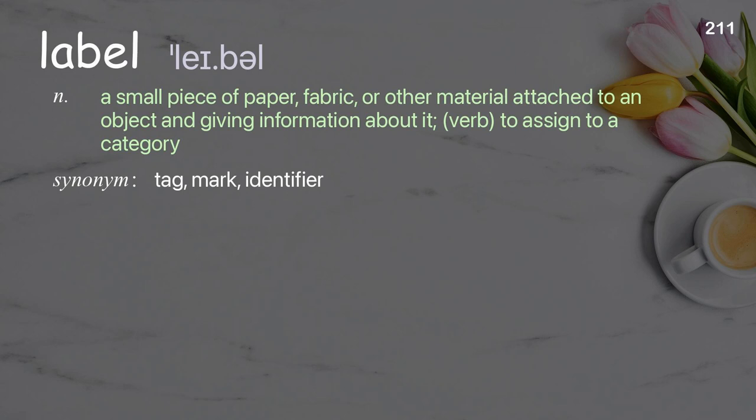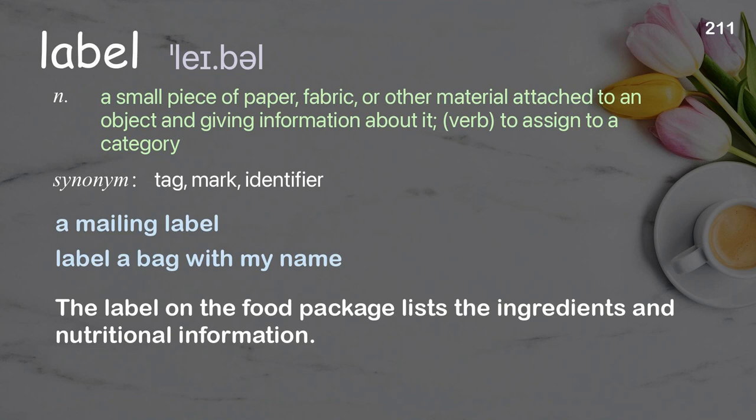Label. A small piece of paper, fabric, or other material attached to an object and giving information about it. Verb: to assign to a category. Examples: a mailing label. Label a bag with my name. The label on the food package lists the ingredients and nutritional information.